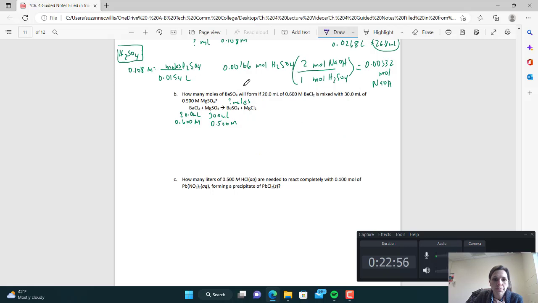So let's do each one to help us. So if we focus on barium chloride first. Okay, we have 0.600 molar. Remember, we always have to get to moles first.